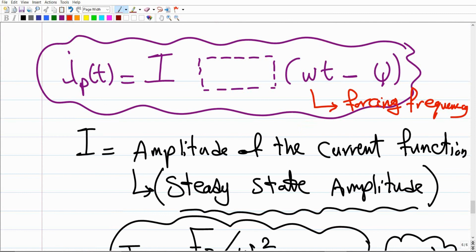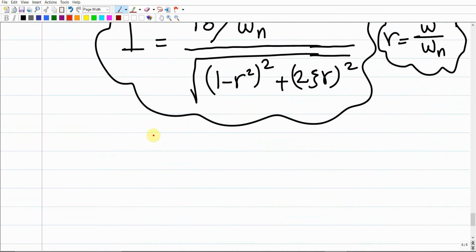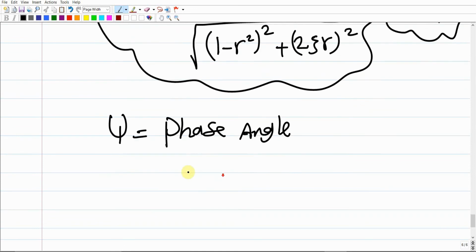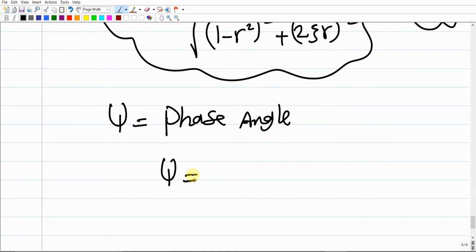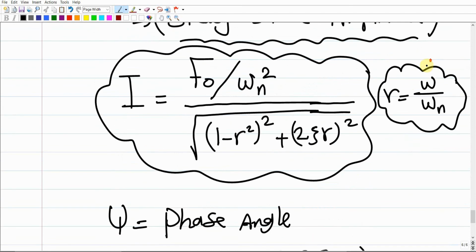What is t? It is the time. What is psi? This is known as the phase angle. Psi is known as the phase angle, and it is just an angle, right? This phase angle psi can be calculated as the tan inverse of 2 xi r divided by 1 minus r squared. What is r again? This is the frequency ratio.